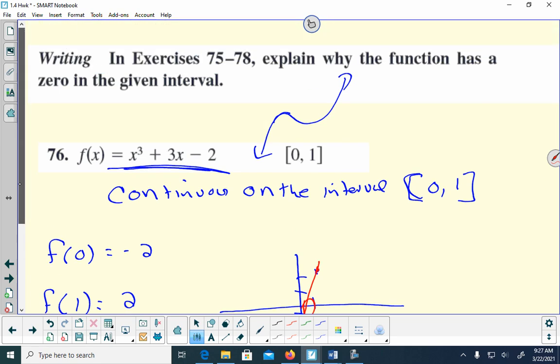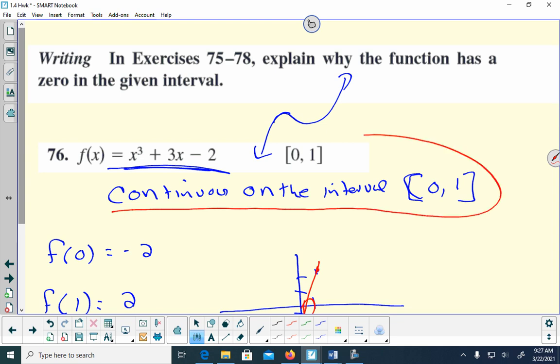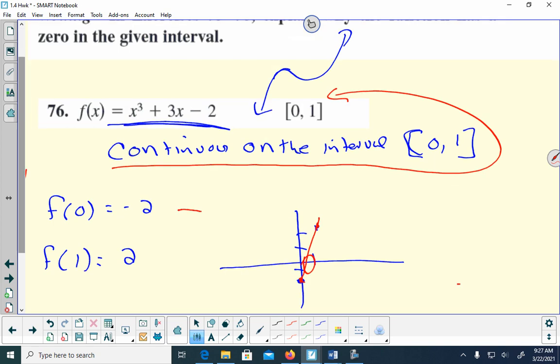So what you have to do to show this is you have to say that it's continuous on the interval that they give you. Then you have to show that if they want a 0, one value is negative and one is positive, and then you've shown that it has to cross 0, because 0 is between a negative number and a positive number.